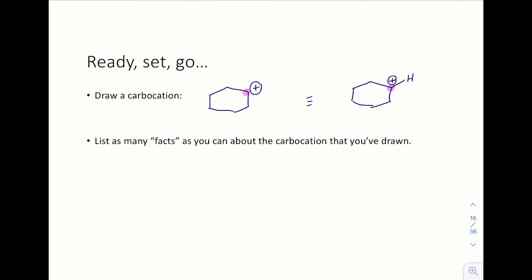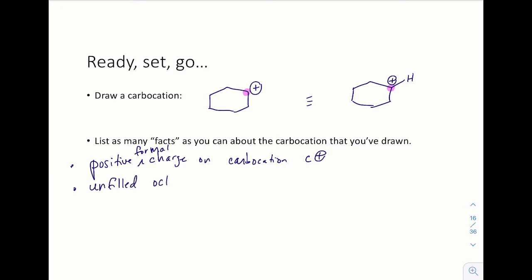Okay, well, I've drawn the carbocation two different ways here. I have drawn in the hydrogen that is implied on this carbon. A few facts we can list is that there is a positive formal charge on the carbocation carbon. That carbon has an unfilled octet. There's only 6 electrons about that carbon. 2, 4, 6. That means the species is electron poor. It will act as an electrophile.